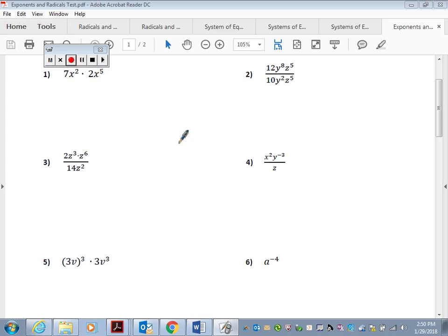Here we go. Number 4. Nothing to do with the x squared, however you have the y to the negative 3rd, so that needs to move down to the denominator, put it next to the z, and then x squared stays up top. There's nothing more to do because they're all different bases. Those are the first 4. Moving on.